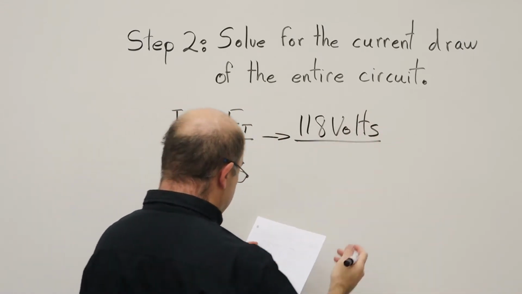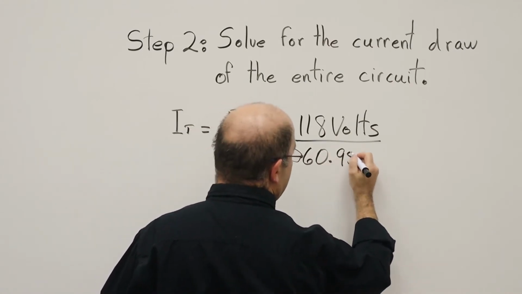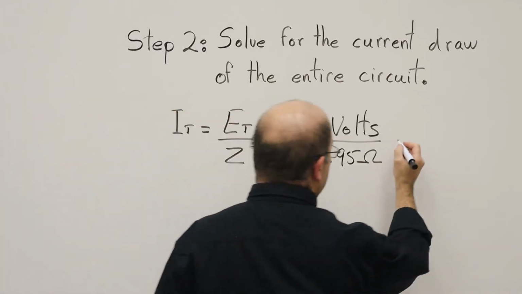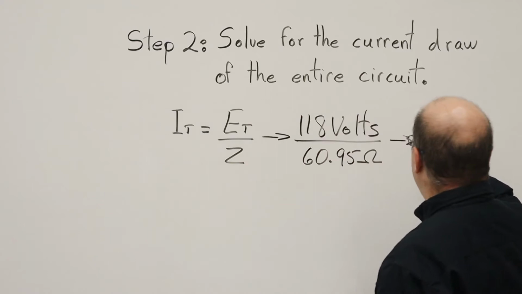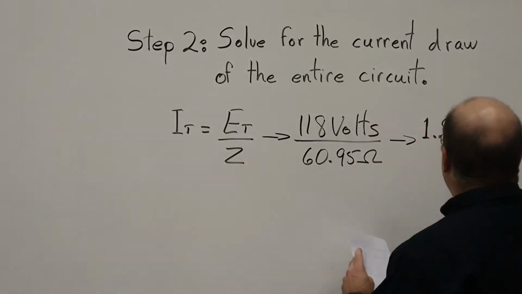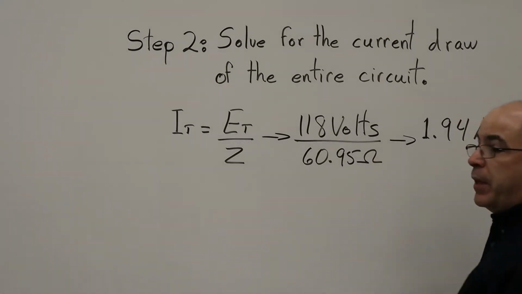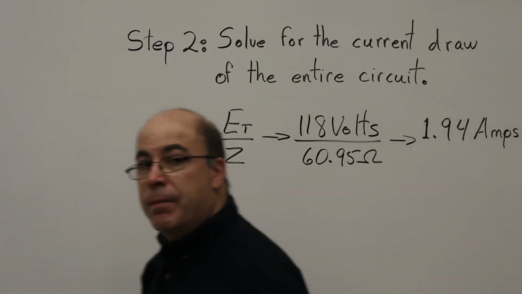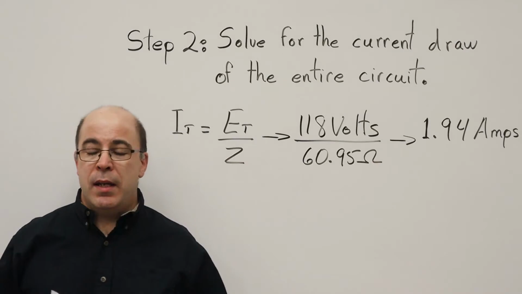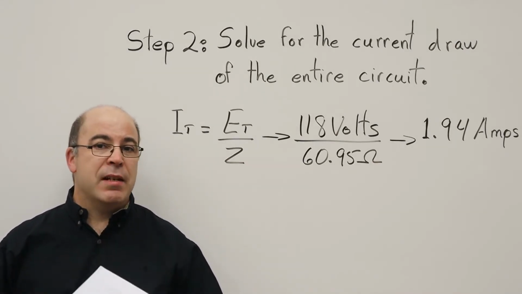118 volts, and it's going to be divided by the 60.95 ohms of impedance. As a result, our current is going to be 1.94 amperes, or amps for short. Now that I've done this, I'm going to input it in the chart, but this is going to give me the current draw for the entire circuit.